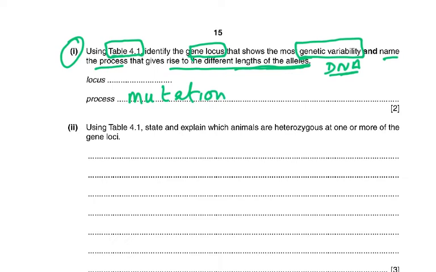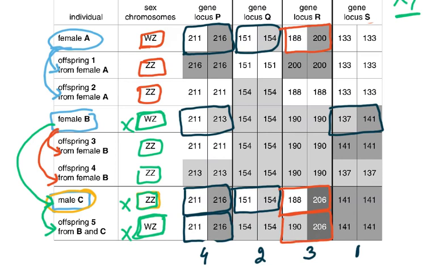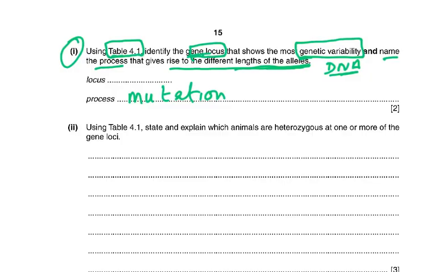But now, it says identify the gene locus. So it either had to be P, Q, R, or S. Which one was genetically variable? Now, let's look at the previous diagram and figure this out. If you look at this table, you can see how I have given you the genetic variability. That's what they asked in this question: using table 4.1, identify the gene locus that shows the most genetic variability. So the key phrase was genetic variability.